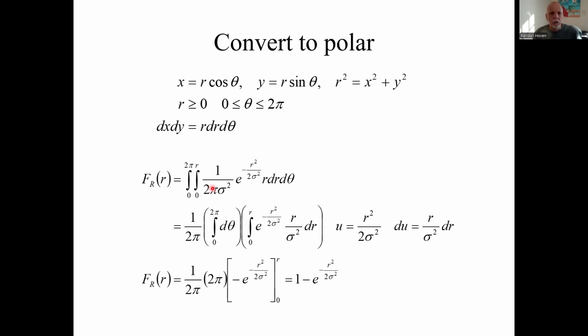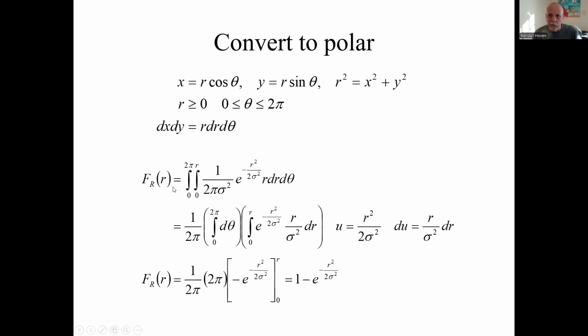So here was our joint PDF converted to our new variables, which are r and theta. There's no theta in it. Here's the extra r because of polar coordinates. And here's the region of integration of the double integral. Now that we know we're integrating over a disk of radius r, r goes from 0 to r, and theta goes all the way around, 0 to 2 pi.